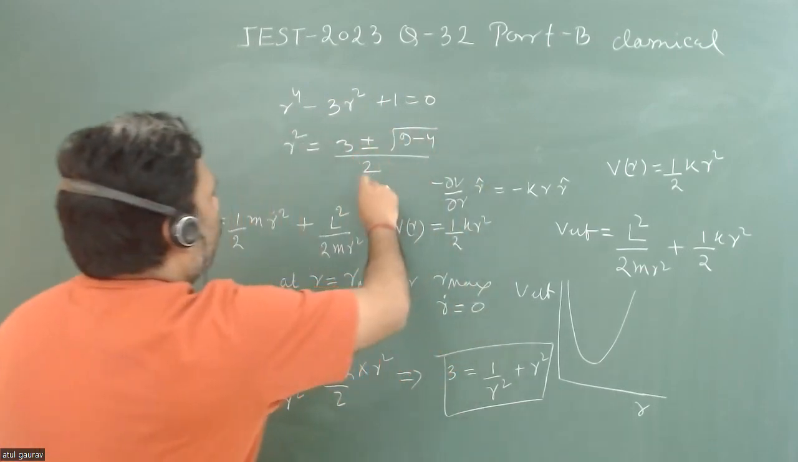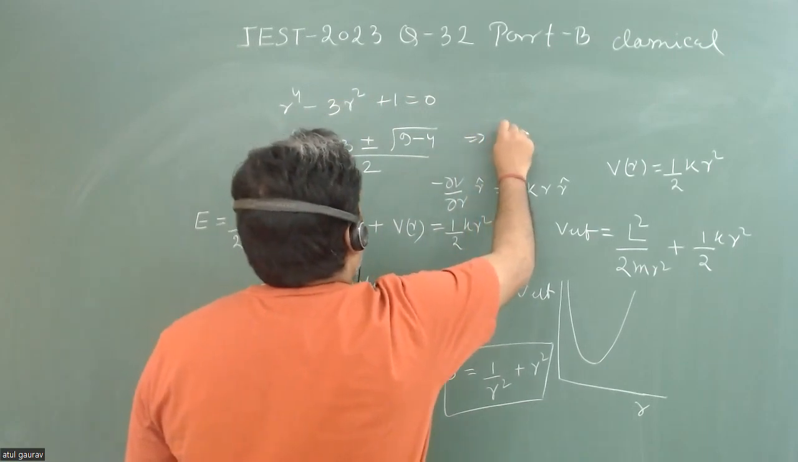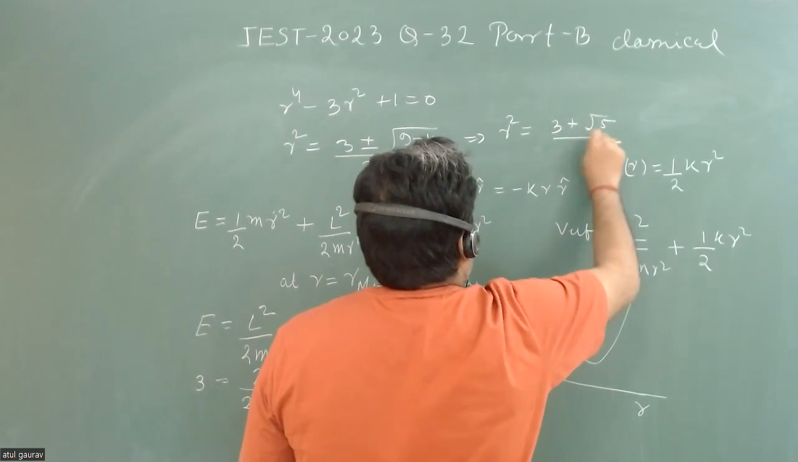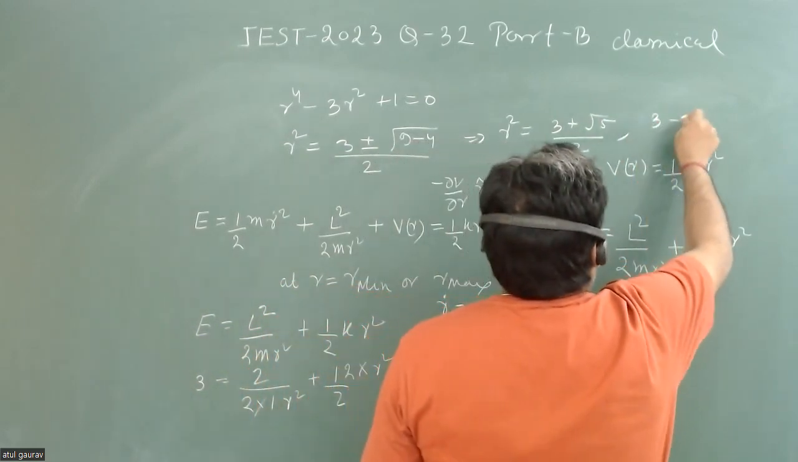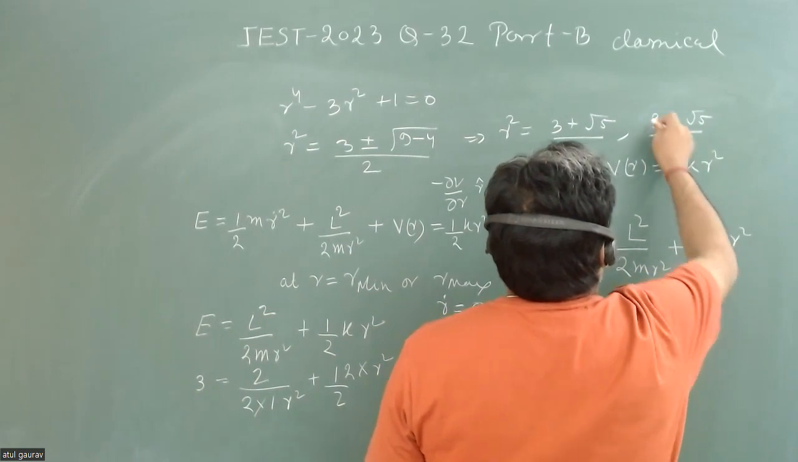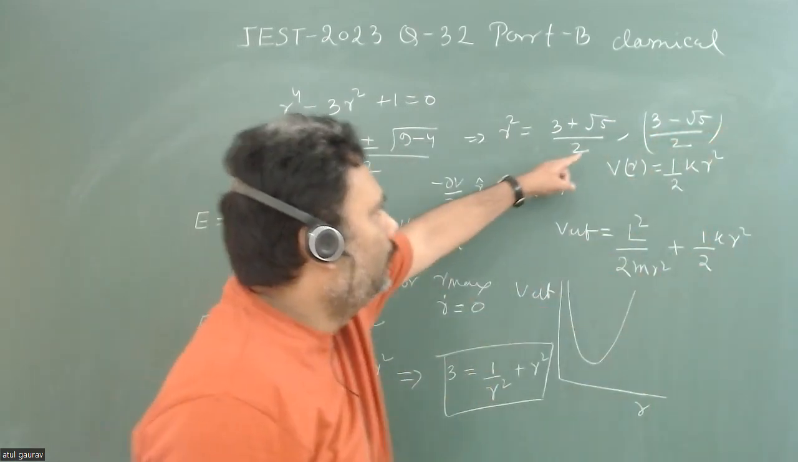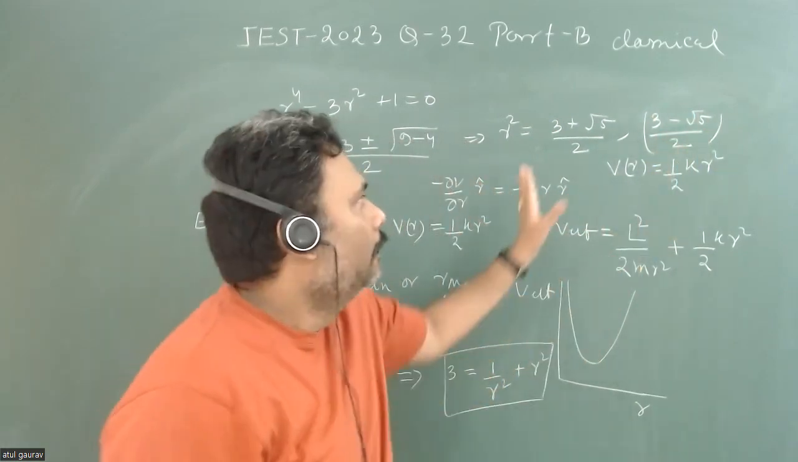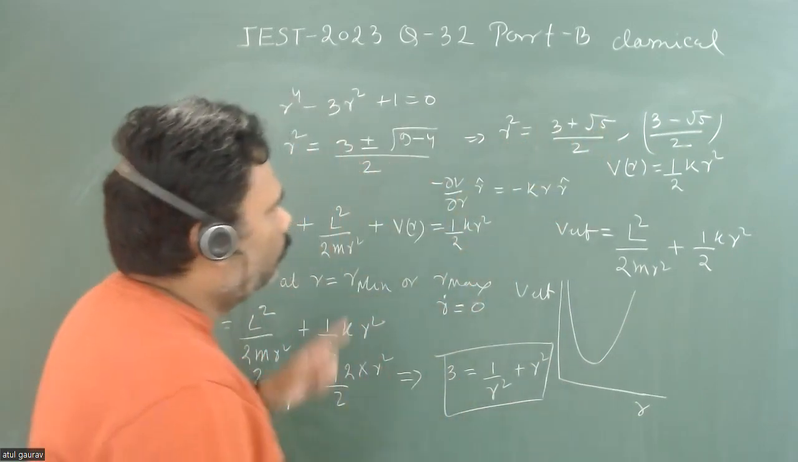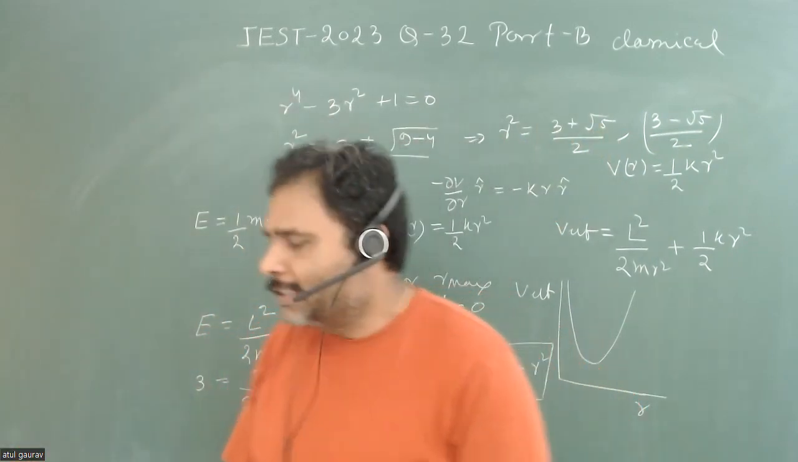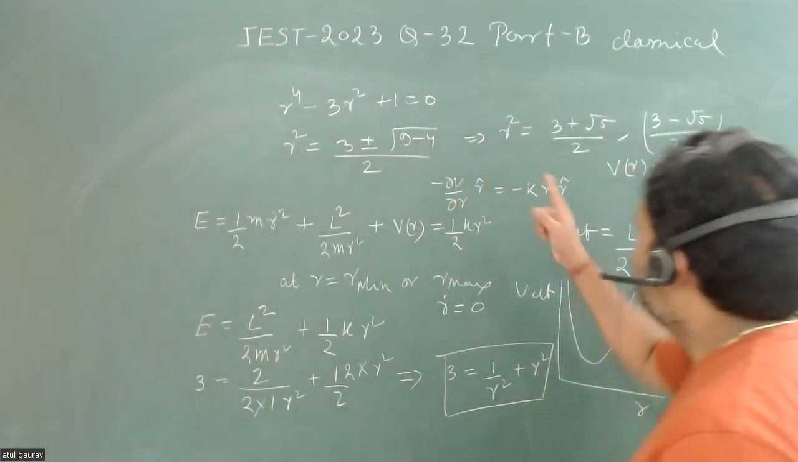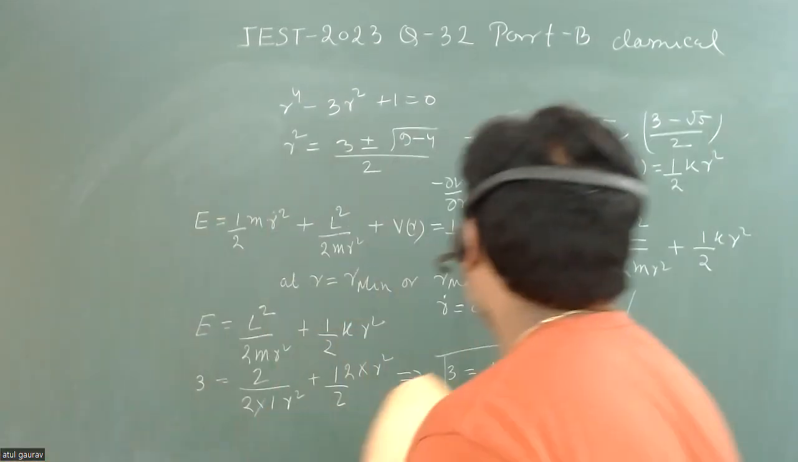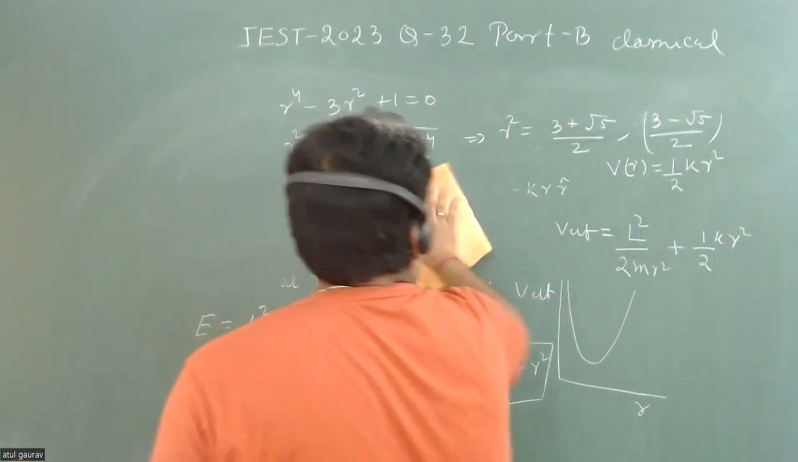This value of r square is given by 3 plus root 5 by 2 and 3 minus root 5 by 2. You can check, this is positive and this is also positive, because root 5 is less than 3. So both are positive. That means we have two, one is r minimum and one is r maximum. So we have two real points here.